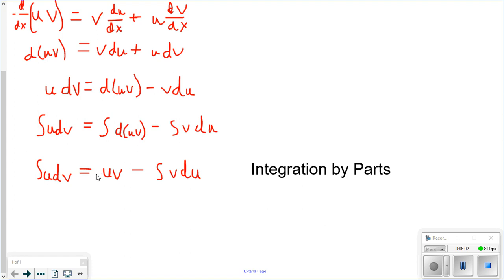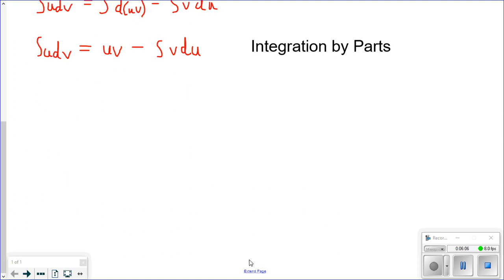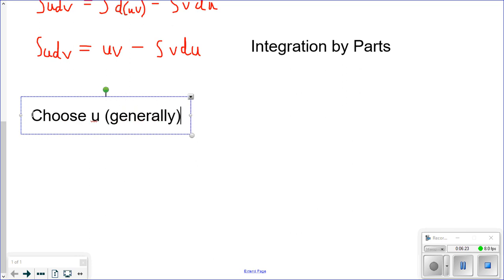So it just takes some practice. So how do you choose what to use for u and what to use for v? This is key. This is a guideline. It's not always the case, but it's a really good guideline to look at. You're going to choose u generally, and I want to emphasize generally, not always, but generally, in this order.